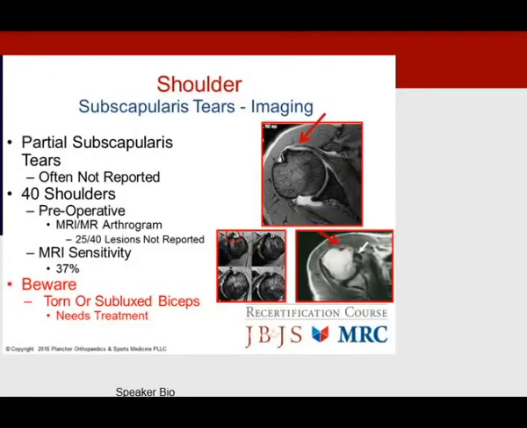Well, if you have a partial subscapularis tear, they're often not reported. And in studies, the sensitivity and the presence is quite high. Beware when you have a partial subscap tear that you might have a torn or subluxed biceps. And this does need treatment, as the patient will complain of pain in the front of the shoulder. Here you can see the axillary views with the biceps out of that notch.